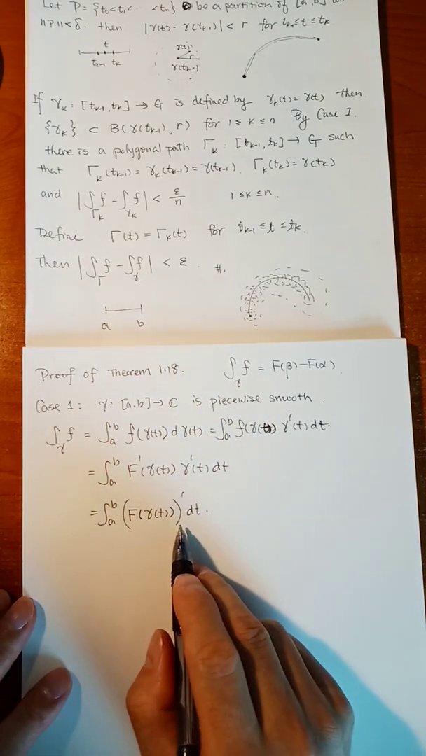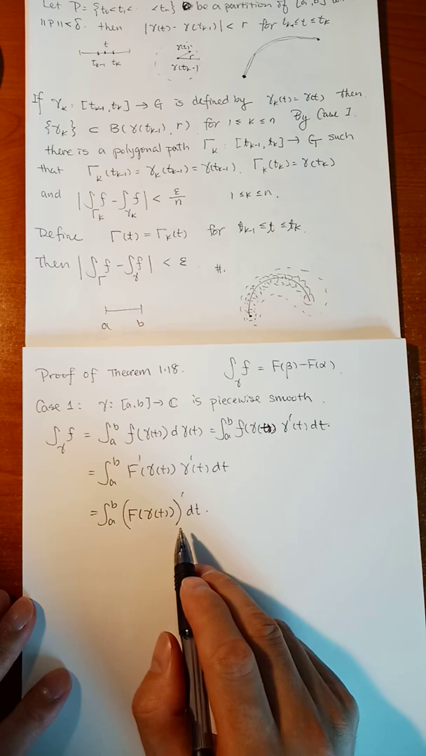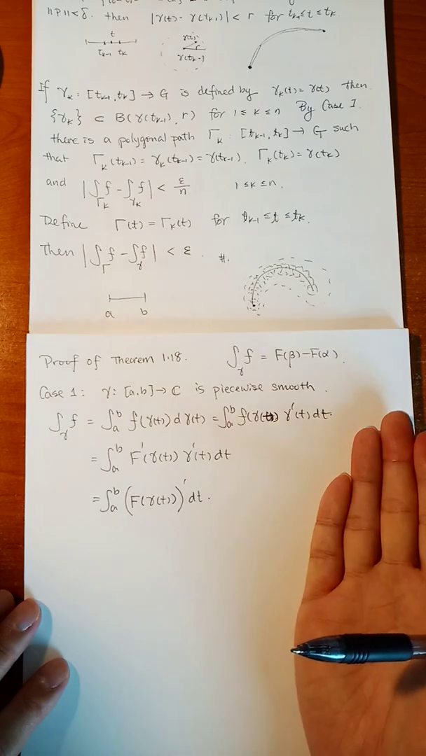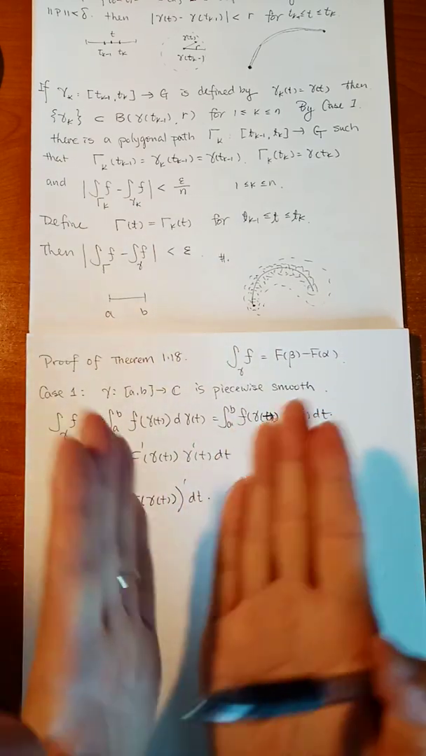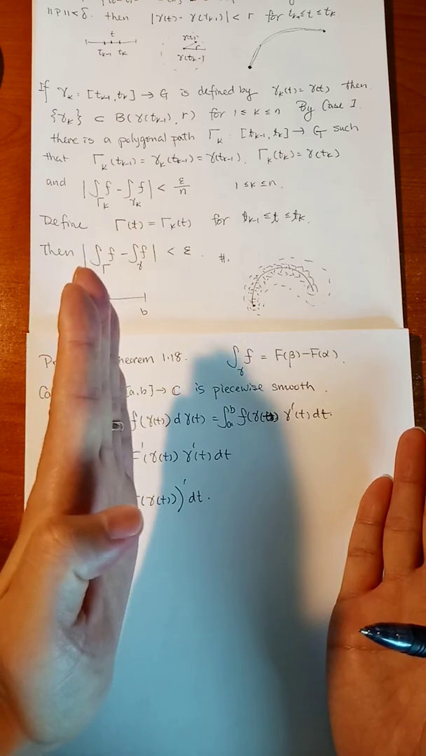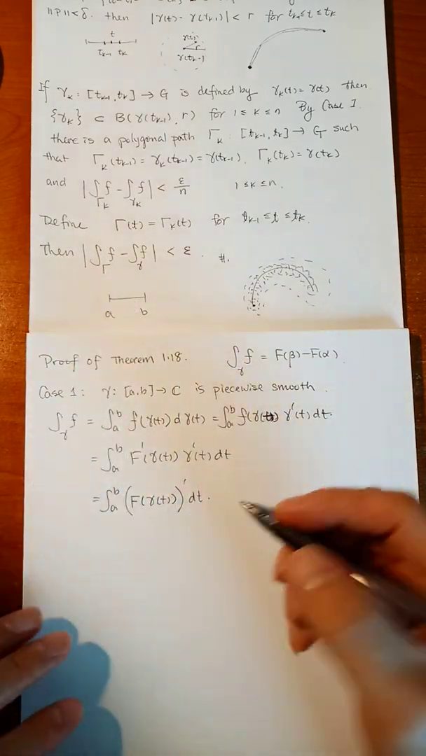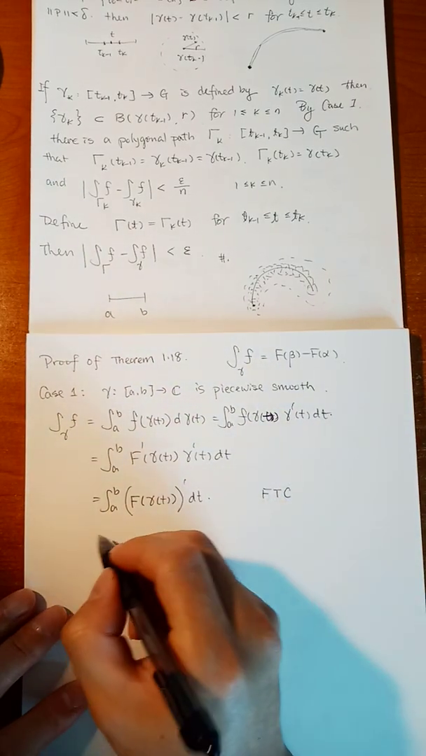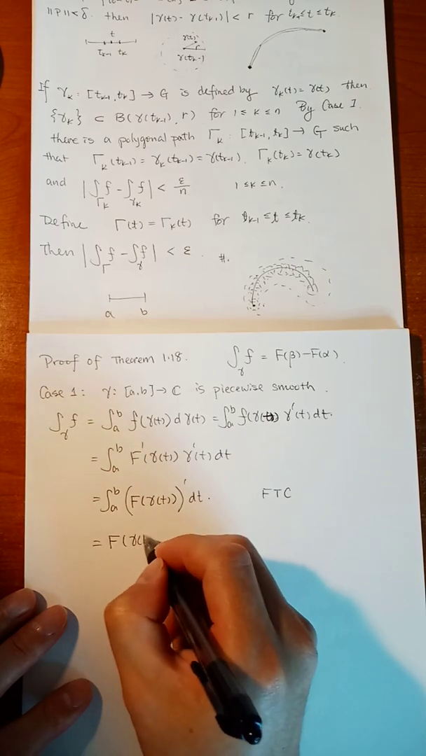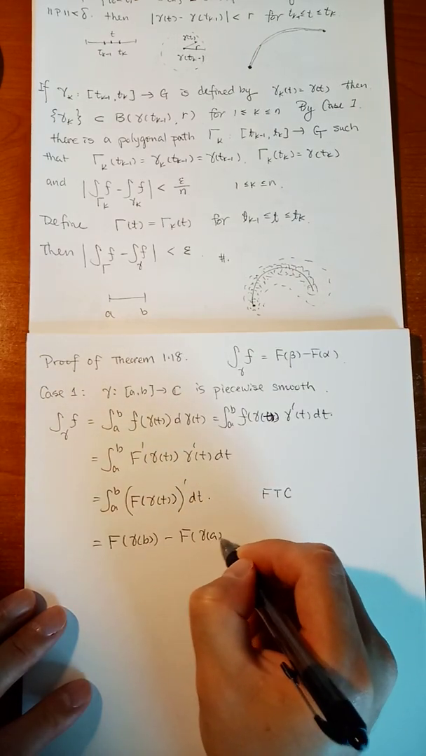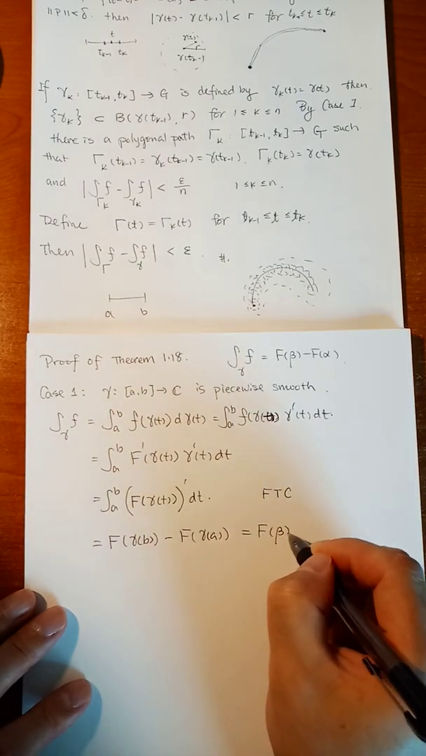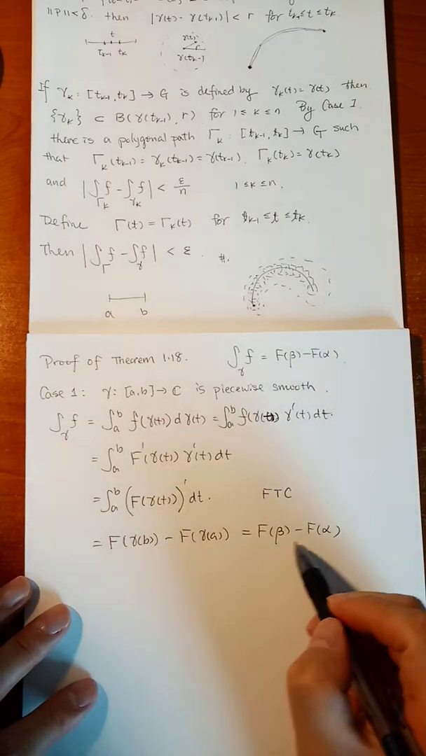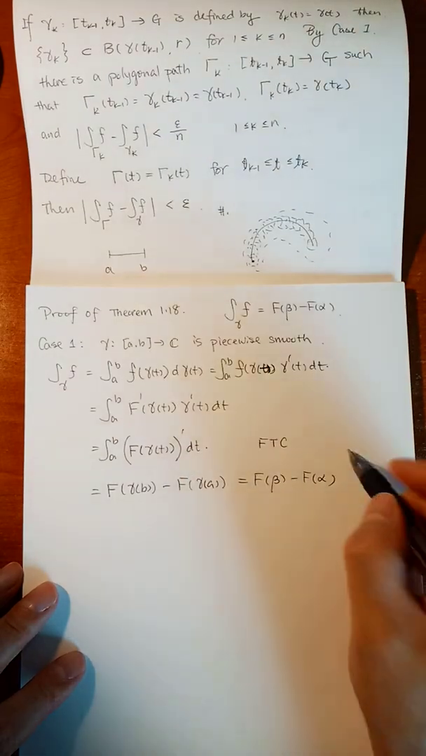And this is an integral with a real variable, but it has two components, the real and the imaginary component. But anyway, the integral is separate. You have the integral along the real axis and the integral along the imaginary axis. So we can still apply the fundamental theorem of calculus, FTC. It is F(gamma(b)) minus F(gamma(a)). Gamma(b) is beta, gamma(a) is alpha. So we finish the proof.